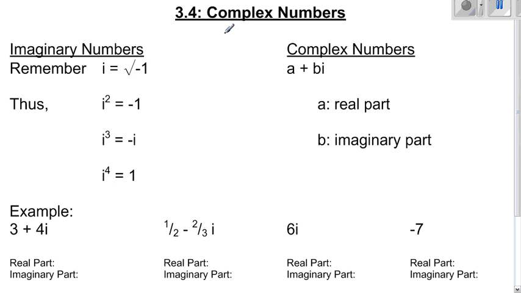Section 3.4, complex numbers. First off, let's review imaginary numbers. i is just the square root of -1. So therefore, i squared would cancel the square roots, just -1.